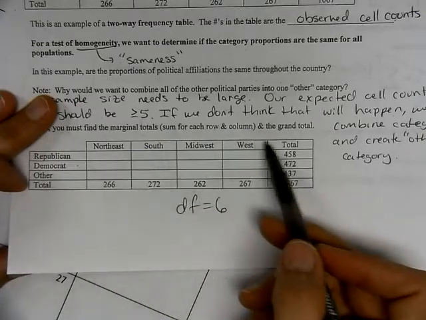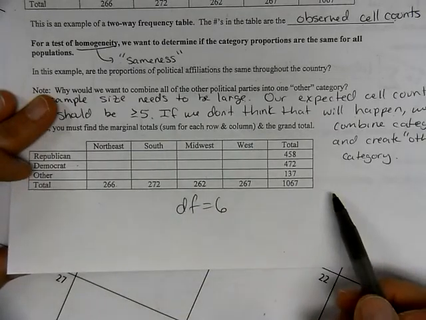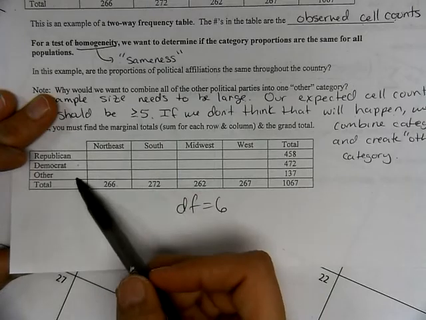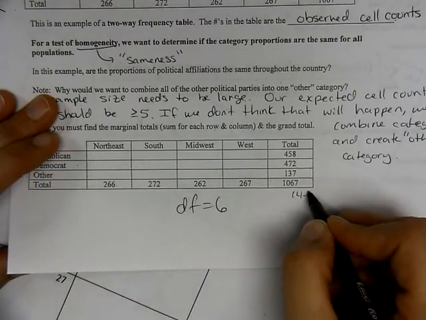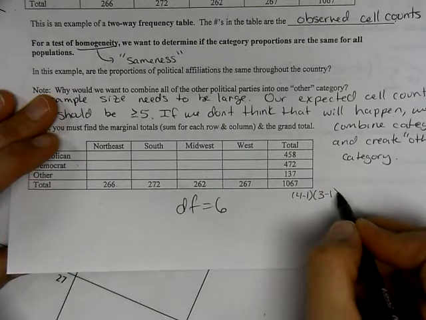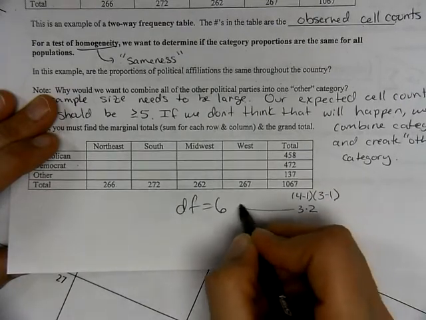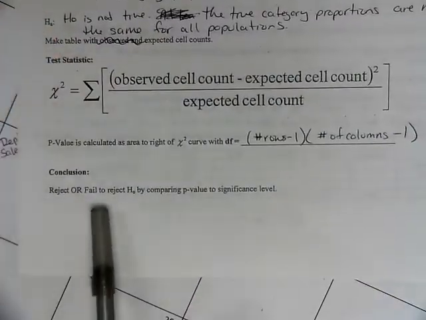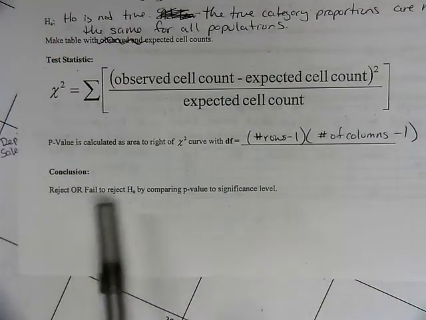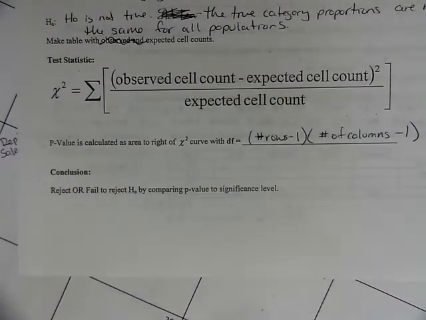Because there's 4. Don't use the totals. It's 4 by 3. So then do 3 by 2. 4 minus 1, 3 minus 1. So it's 3 times 2. That's how I get 6. Okay. And then just like we've been doing, once we get our p-value and our test statistic, we reject or fail to reject, just like we've been doing.